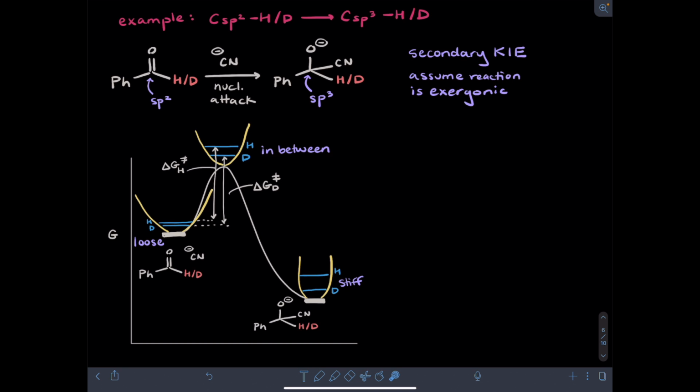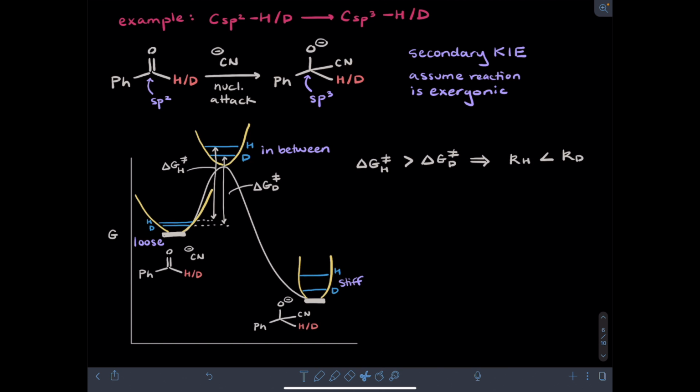Here notice that hydrogen barely has an advantage compared to deuterium in the starting material, but hydrogen is significantly higher in energy than deuterium at the transition state. When this is the case, the barrier for the reaction involving the carbon-hydrogen bond will be greater than the barrier involving the carbon-deuterium bond.